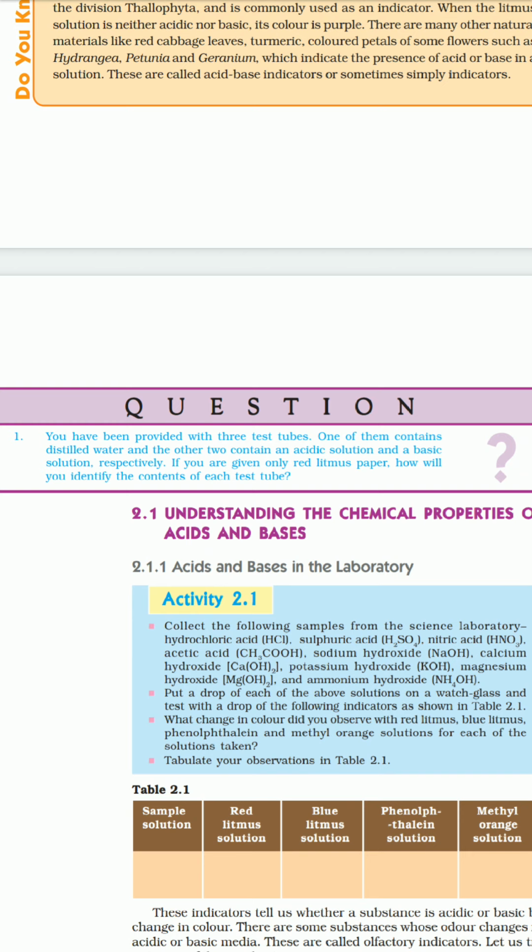The first question is: given test tubes, one contains distilled water, and the other two, one is an acidic solution and one is a basic solution. How will you identify them? On the basis of the litmus paper test, we can find out that distilled water has no action on litmus paper, and the other two solutions can be identified on the basis of the change of color of the red litmus and blue litmus paper.